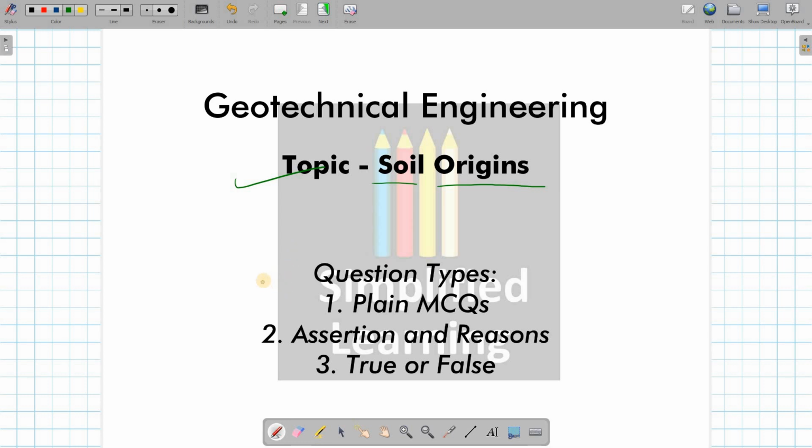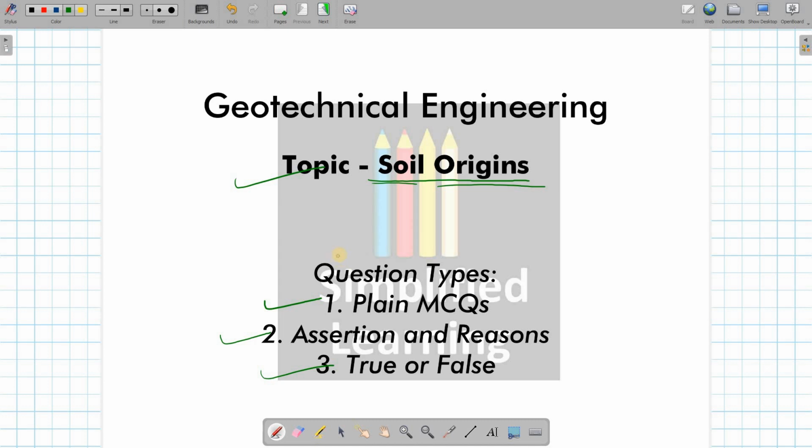Regarding those types, we will be looking at plain MCQs consisting of options A, B, C, D, and one of them will be correct. Then the second type will be assertions and reasons, where we make a statement and there is a reason for it, and we check whether the assertion and reason are related to each other or not, and how they are related. And the third, simple type, is true or false: a statement will be given regarding this topic, and we decide whether it is true or false. Let's go to the first question type, which is plain MCQ.